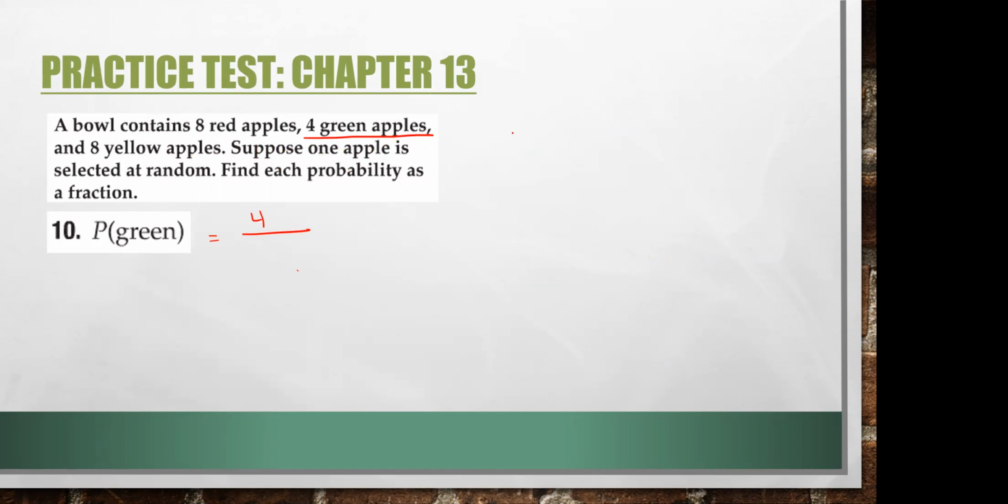Out of a total of how many apples? Well, there's 8 red, 4 green, and 8 yellow. So if we add all that together, that would be 20. So 4 green apples out of a total of 20 apples. Now we can simplify that by dividing by 4 over 4, and we would get 1/5, okay, which is our probability. Okay.